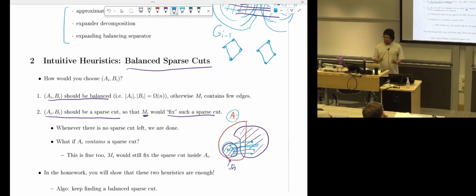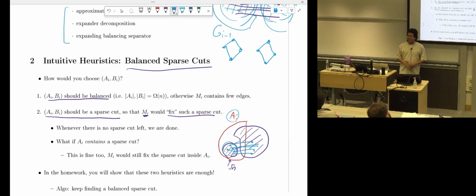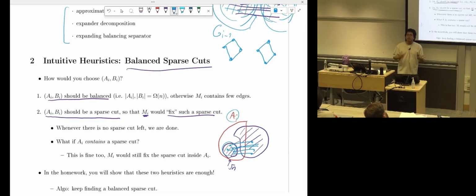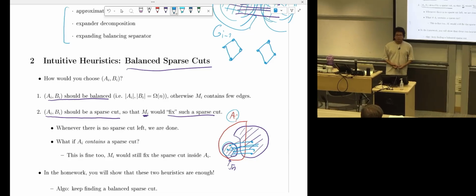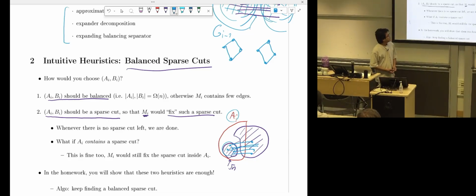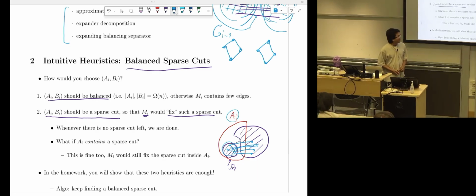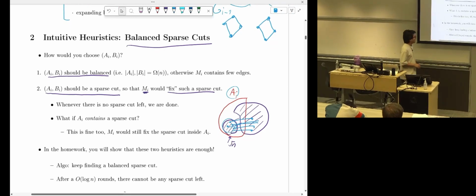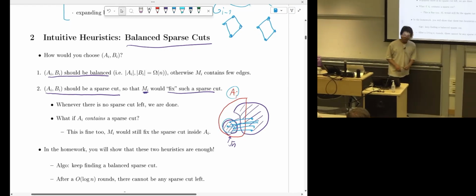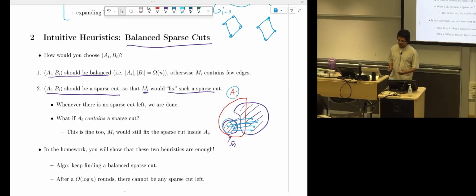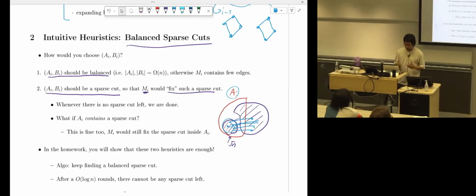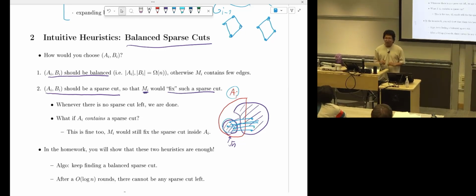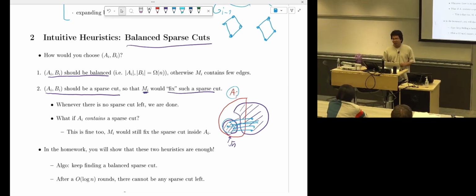So does it make sense to you that this heuristic really is intuitive? Just choose a balanced sparse cut. Okay. So in the homework, you show that this works, and it will finish after log n rounds. You can say that there is no sparse cut left, and then the all-one vector would be expanding.